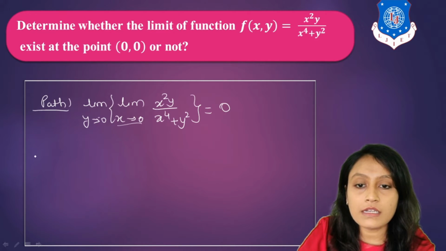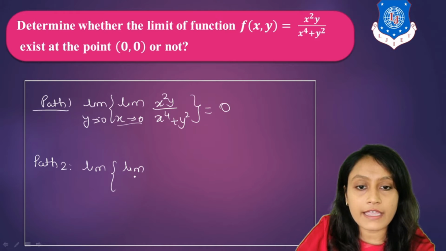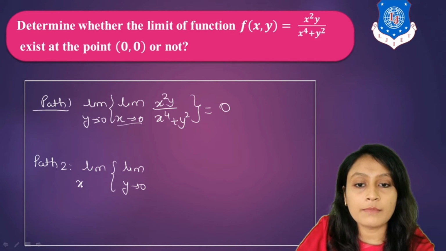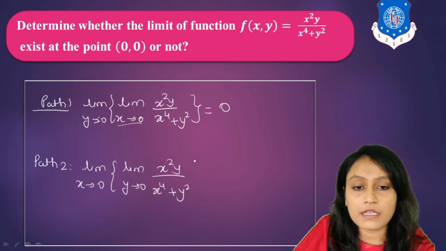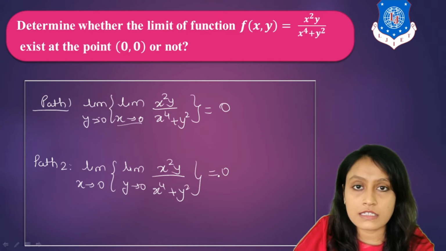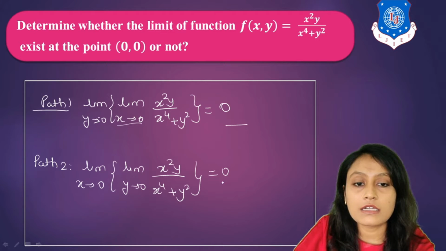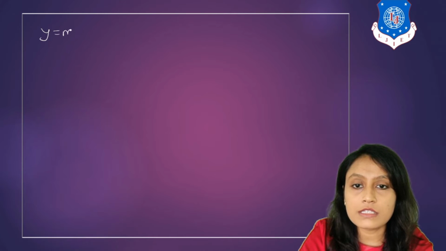Okay, next we will apply path 2. For that, firstly we will apply the limit of y, and then we will apply the limit of x. The function is x square y upon x raised to 4 plus y square. Now firstly in place of y substitute 0 over here, so you will get the answer 0. Okay, now we have (a,b) as (0,0) and we have the same answer for path 1 and path 2. So we will write y equals mx.